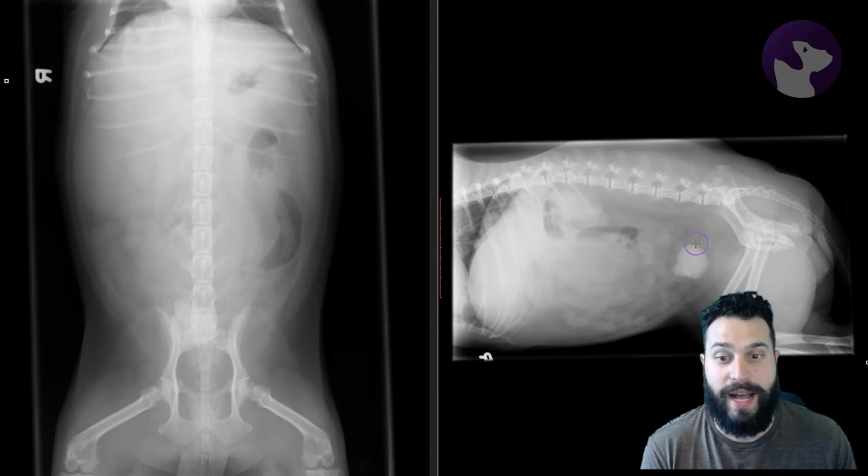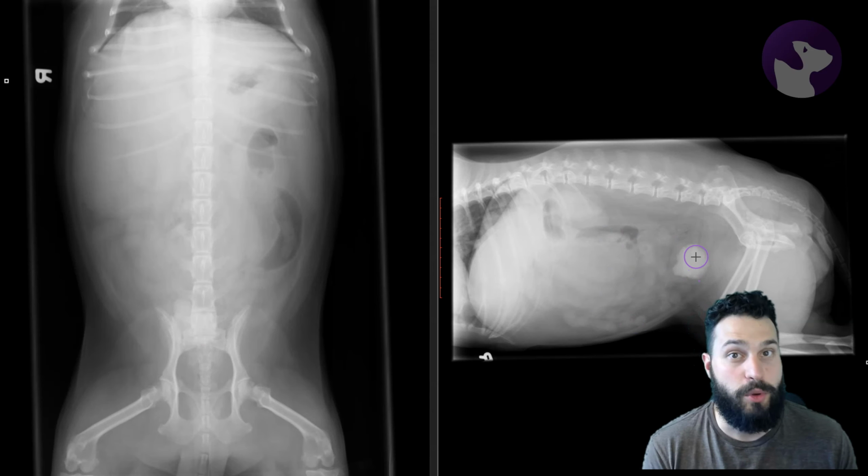So those are the findings in this patient. We've got a hepatic mass and a large urinary calculi, and this patient ended up going to surgery for removal of that mass and a cystotomy and did quite well.